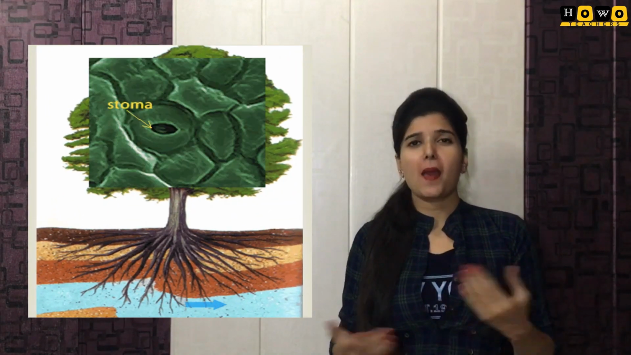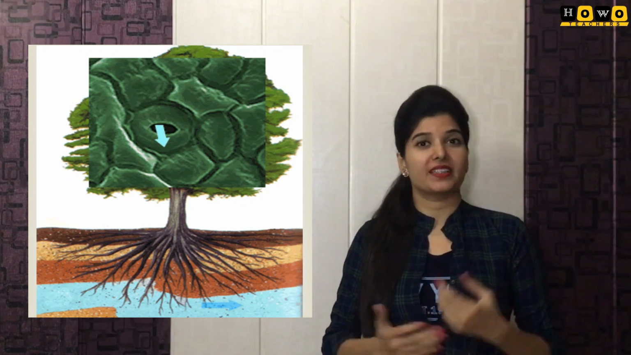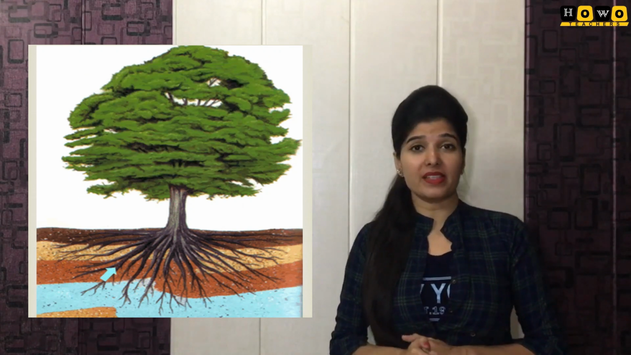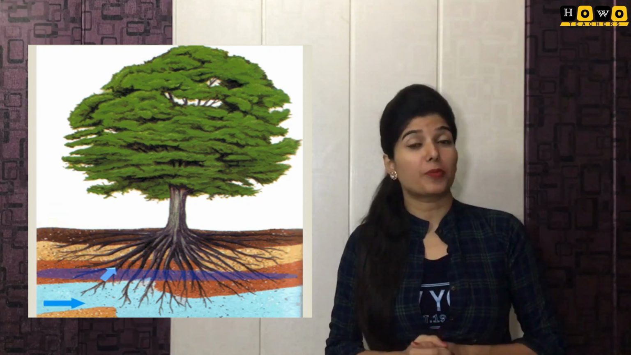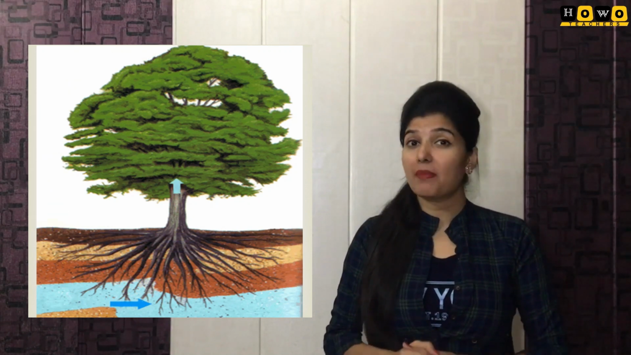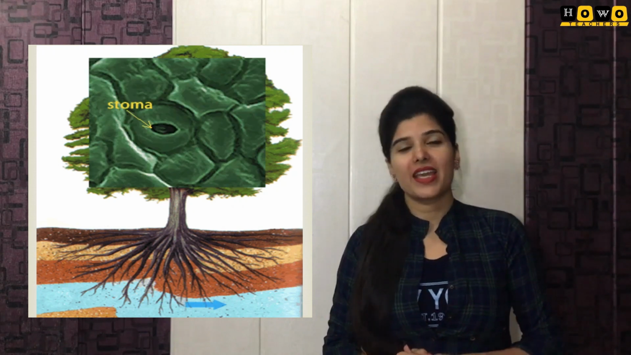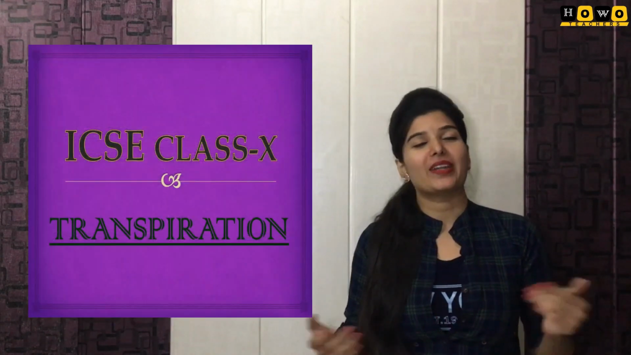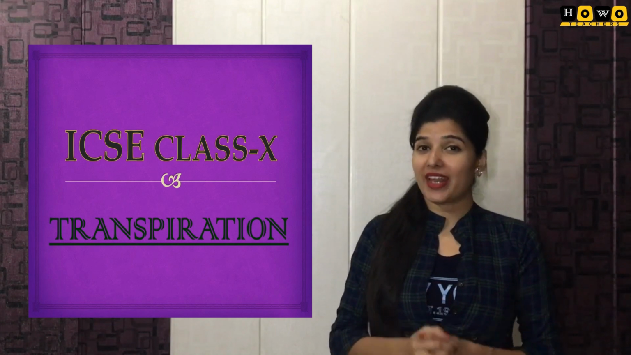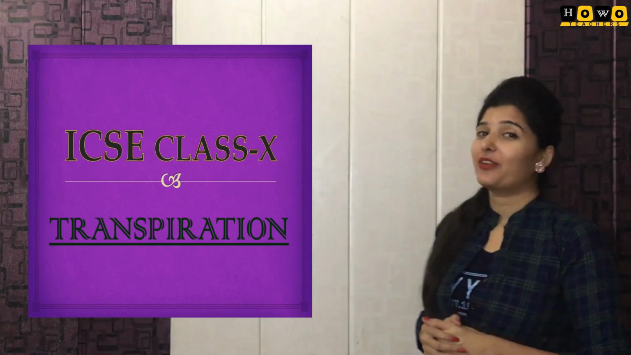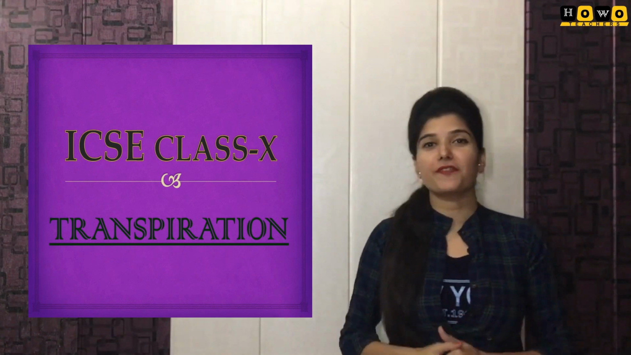Plants absorb a large amount of water from the soil, but most of it, that is 95% of the water, is lost by the plant, and the process by which this amount of water is lost is transpiration. So hello my dear students, and we are going to start today our next chapter, that is transpiration. Let us firstly define transpiration.